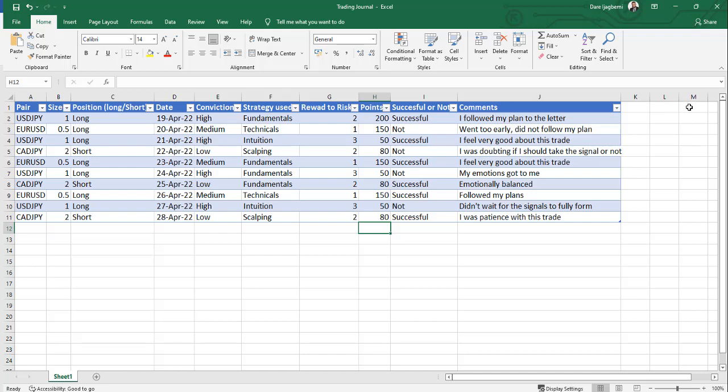You can add more metrics to it, things that you feel you need to add, and you can change all these reasons. For example, I said I went too early, did not follow my plan, and so on and so forth. You can put in your own reason. So at the end of the week or the month, when you want to do analysis, you have something to work on.